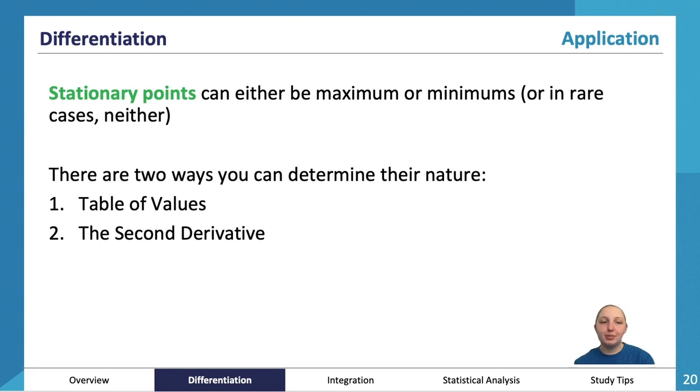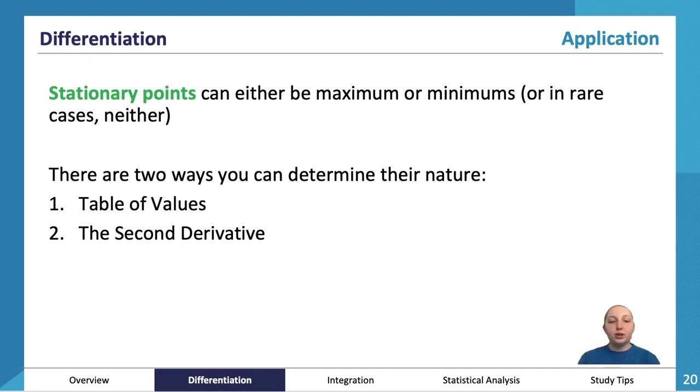And then you can also determine their nature using the second derivative as well. So in order to do that, you want to find the value of the second derivative at your stationary point. If your second derivative is positive, your stationary point is concave up, and therefore it's a minimum. If it's negative, your point is concave down, and hence it's a maximum.